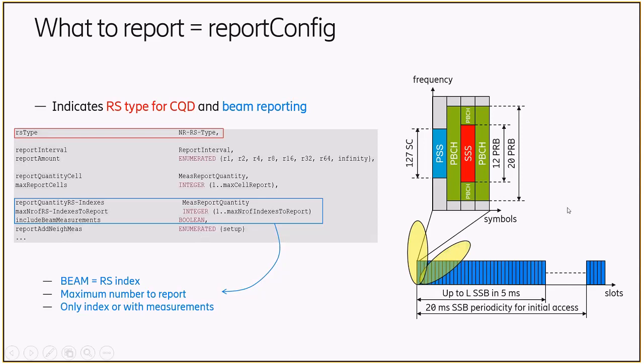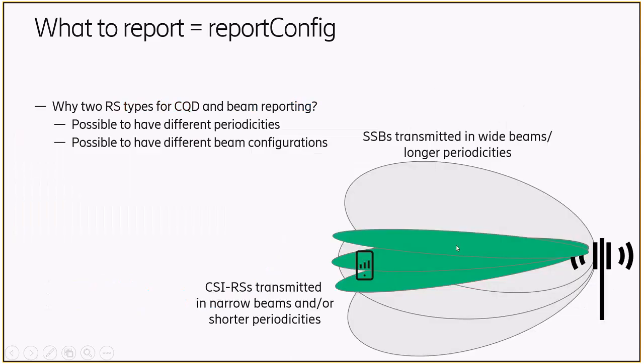This is our friend SSB, if you are curious. Why two RS types? I already mentioned the possibility to have different periodicities or different beam configurations. Sorry for insulting our layer 1 colleagues again with those flowers, but in RAN2, at least some time ago, it was very common to abstract and illustrate a bit how the beamformers look, but we know in reality they don't look as beautiful as those drawings. But that was a bit the thinking on this, the different reference signals.